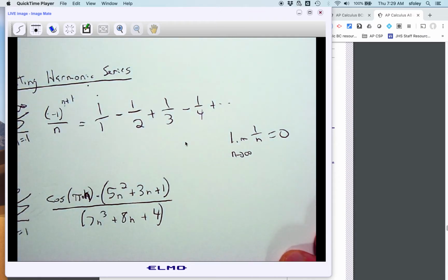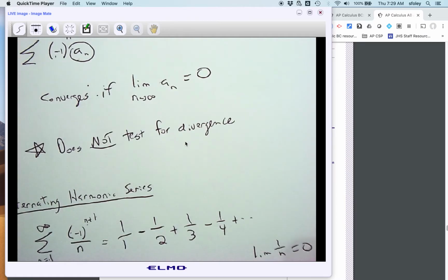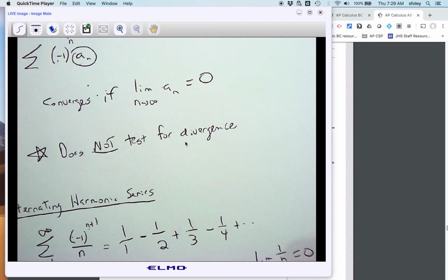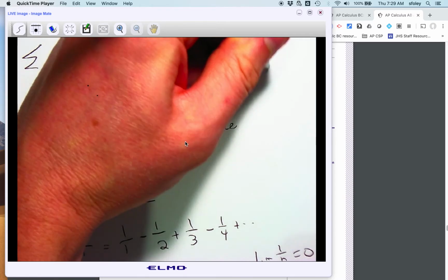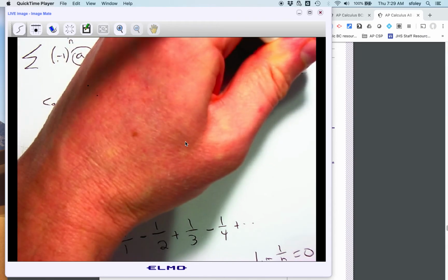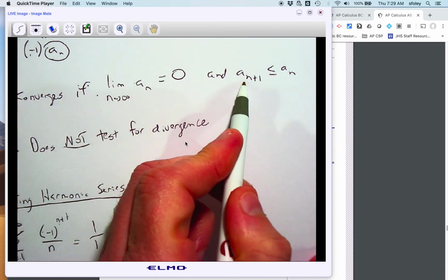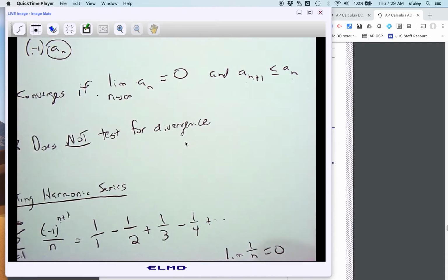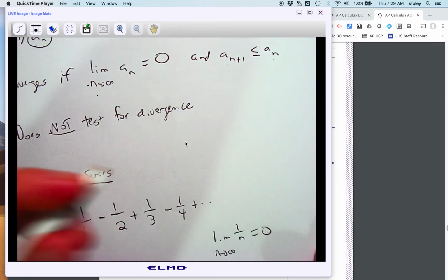And so the terms are approaching 0. And the other piece which they'd like you to phrase, and I guess we should write it out up here, they like you to state it. If the terms are approaching 0 and the terms are decreasing in absolute value. And so sometimes you'll see it written like this, like the n plus first term is less than the nth term. Sometimes you'll just write it out in words.